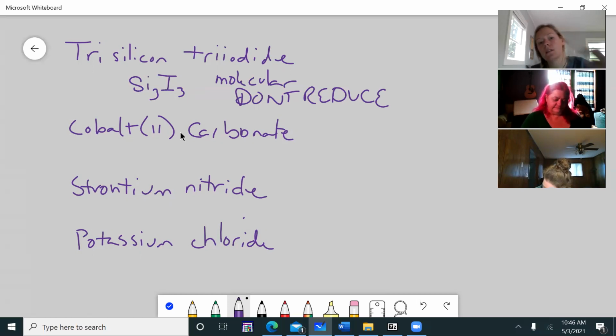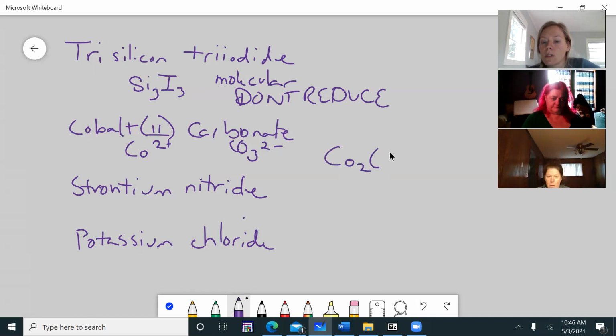Cobalt 2 carbonate. For this one, we've got a metal and a non-metal. The non-metal is a polyatomic ion. The metal has an unpredictable charge, but the charge is there. So cobalt is Co with a 2+. Carbonate is CO3 with a 2-. We're going to flip-flop here. So we would get Co2, CO3, 2. Now with metals and non-metals, we do reduce. Okay, so we will cancel those out and it'll be CoCO3.